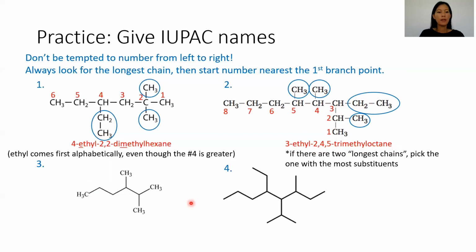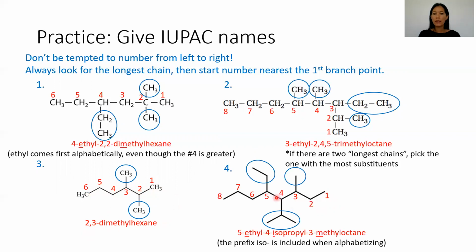Let's do number 3. My longest chain is 6, numbering from the right. And this is quite a simple one. There's a methyl group at the 2 and the 3 position. So just 2,3-dimethylhexane. And this last one, take your time.